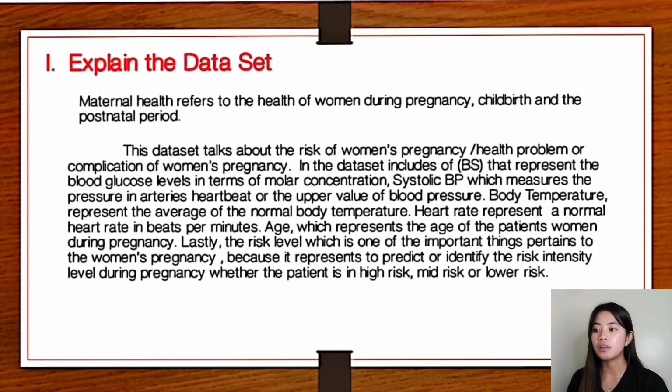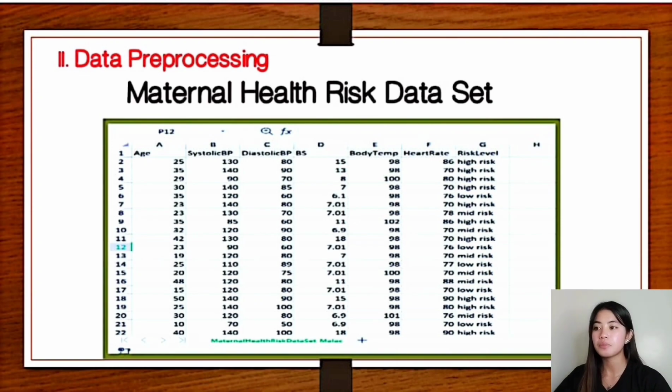And lastly, the risk level, which is one of the important things pertaining to the woman's pregnancy because it is used to predict or identify the risk intensity level during pregnancy, whether the patient is at high risk, mid risk, or low risk. So, all of these are responsible and significant risk factors for maternal mortality, which is one of the main concerns of the SDG or UN.